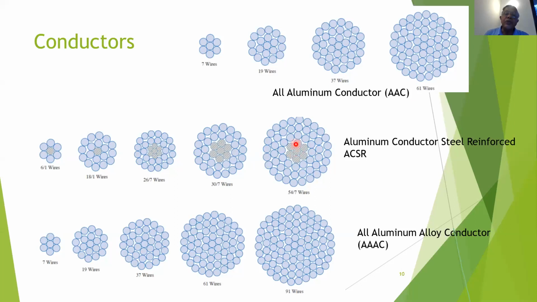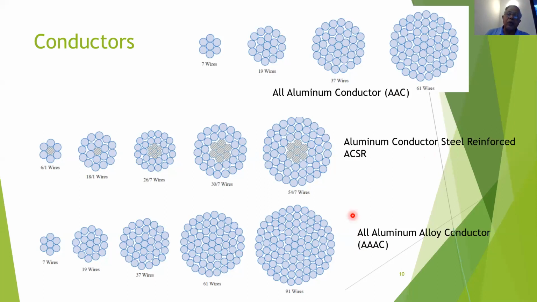Now, this one is with a steel reinforced core. So this is the one, aluminum conductor, steel reinforced. So this is called ACSR. This one is called AAC. And this one is called AAAC. AAAC is all aluminum alloy conductor, right? These are the conductor types.